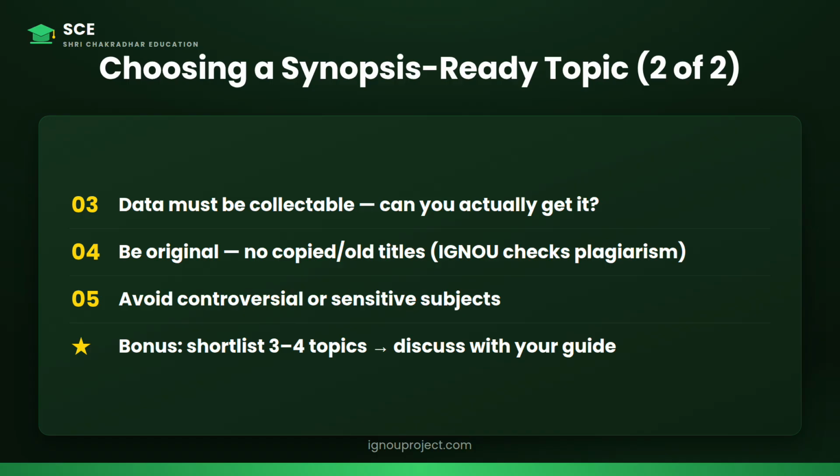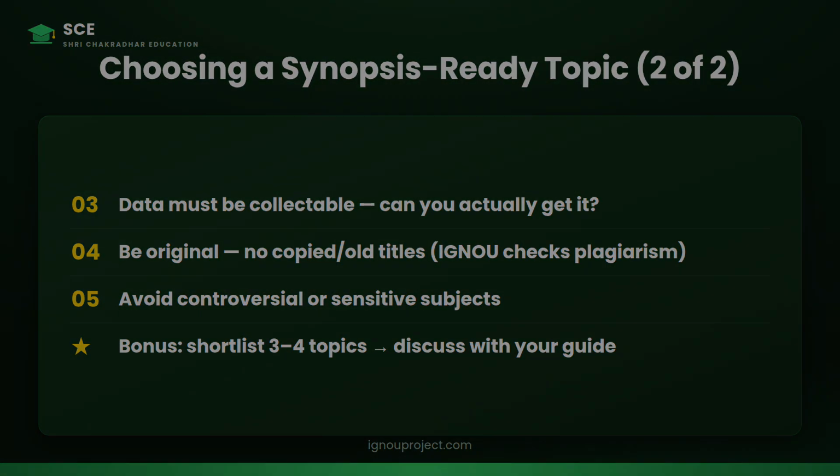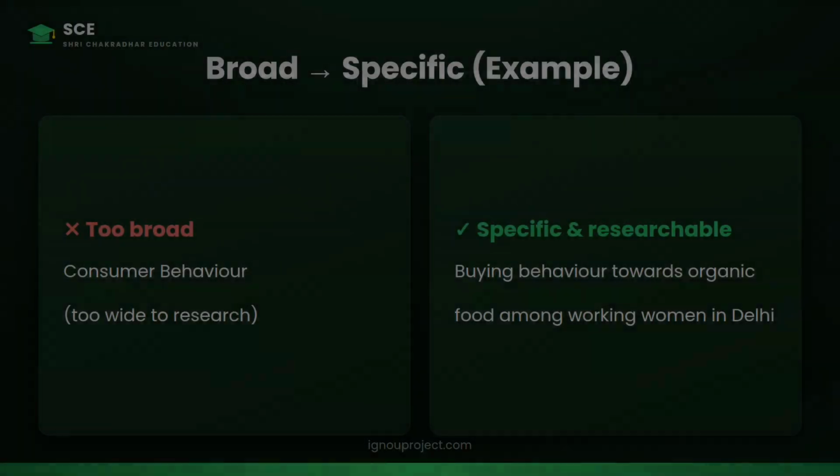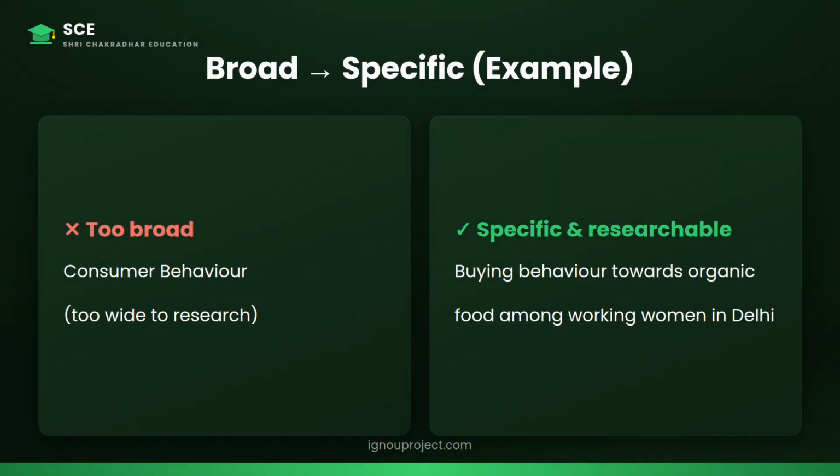And here is a bonus tip. Always shortlist 3 or 4 possible topics rather than fixing on just one. Take that shortlist to your guide and discuss feasibility. Your guide may suggest narrowing, merging, or adjusting a topic to make it stronger and easier to approve.